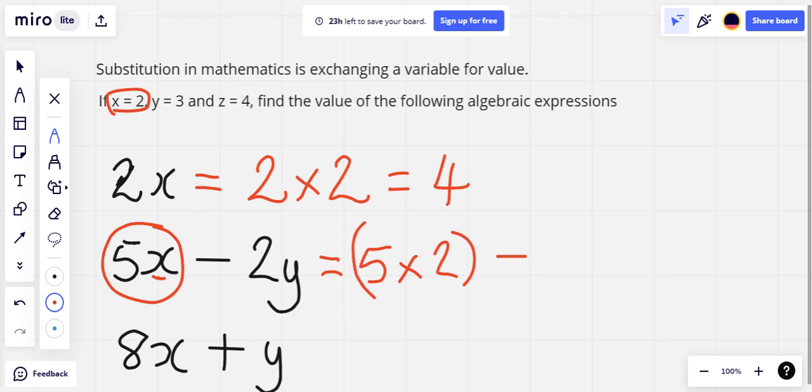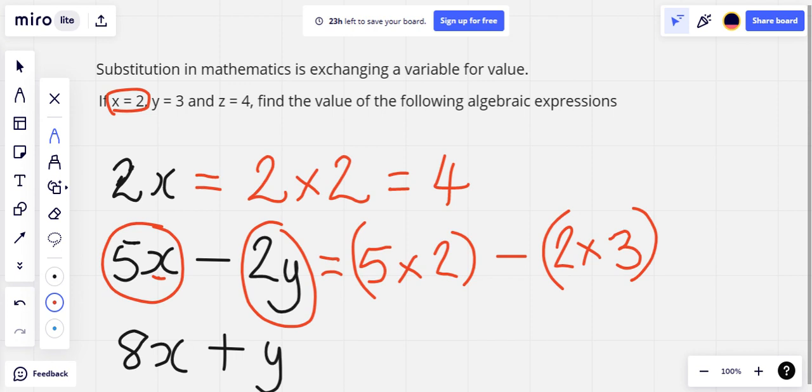And let's do the other part. We have 2 multiplied by y. So y is 3, so we have 2 multiplied by 3. All right, so let's solve this. 5 multiplied by 2 is 10. Take away 2 multiplied by 3, which is 6. So 10 minus 6 is equal to 4. Great job.